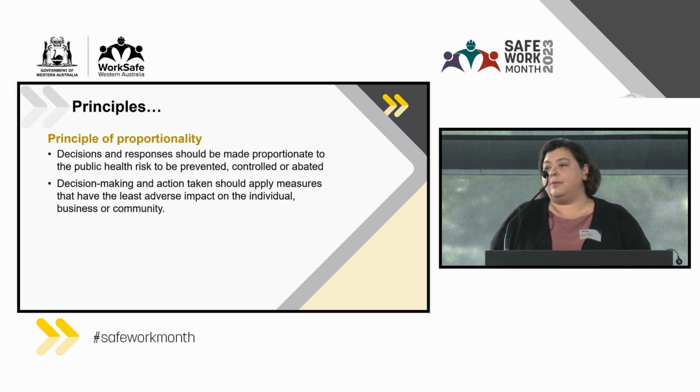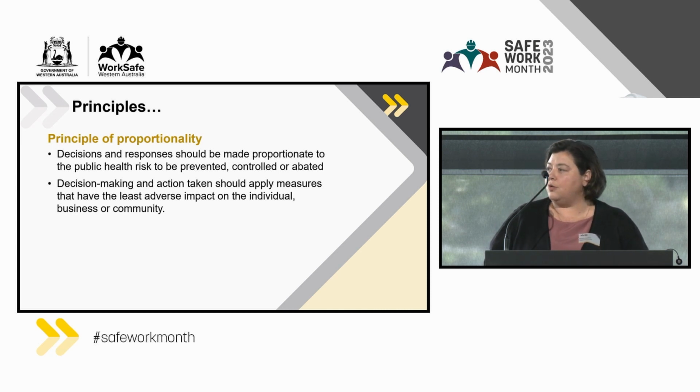Public health regulation also talks about the principle of proportionality, so that our decisions and responses should be proportionate to the public health risk to be prevented, controlled or abated. And those measures should have the least adverse impact on the individual, business or community.